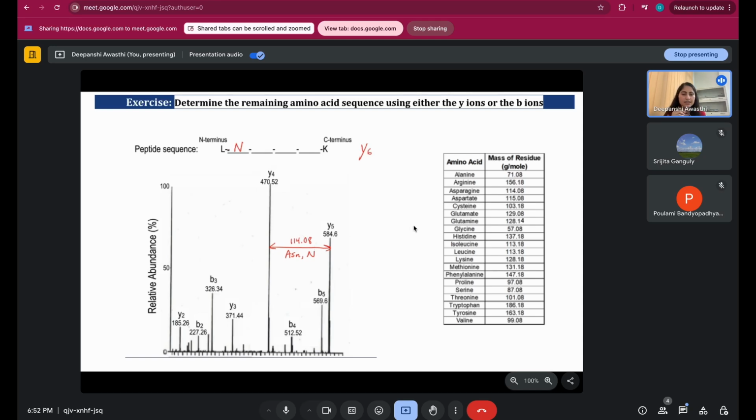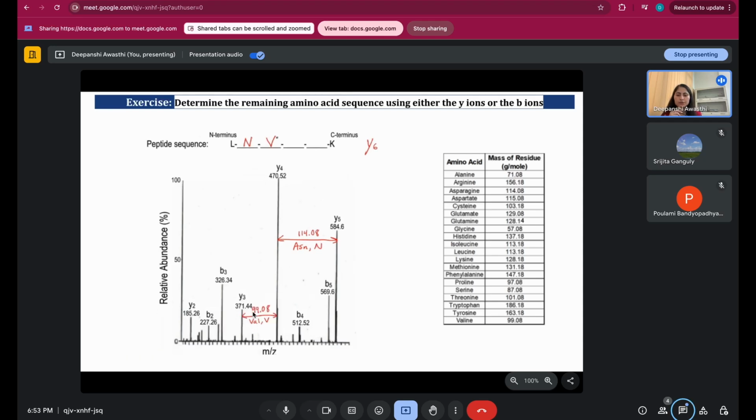On the right side in the table, if you look at the third position, the third residue is asparagine. It corresponds to the residue mass of 114.08. In this way we will fill N in the second position. Now we will look at Y3 and Y4 because that will give us the residue molecular weight of the third position.